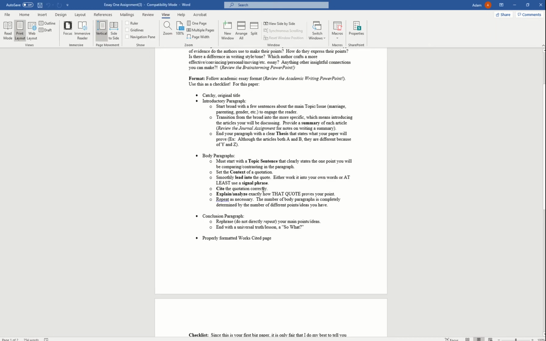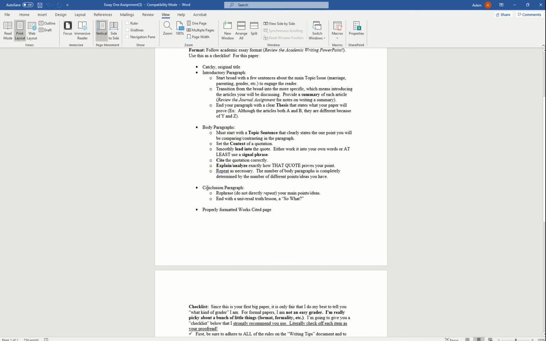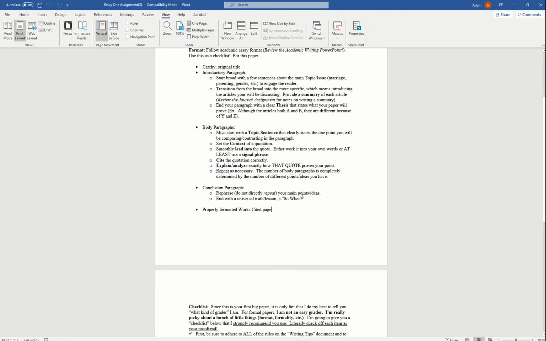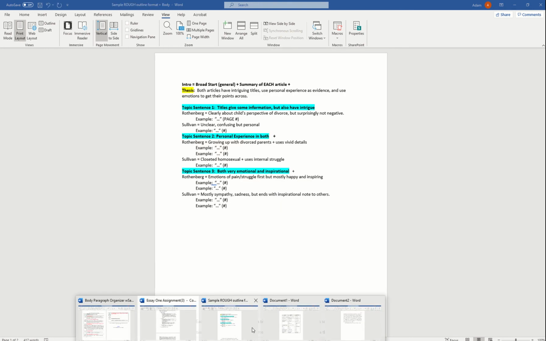So the concluding paragraph, I don't teach this well even in class, so it's not just online, because it's just a recap. It really is. You're kind of doing what I just did in that concluding sentence there. You're doing that for the entire essay, rephrasing what your points already were, and trying to end with a universal truth, a so what, a what can we learn. That's the sort of corny lesson at the end.